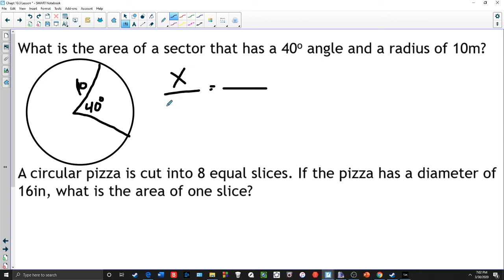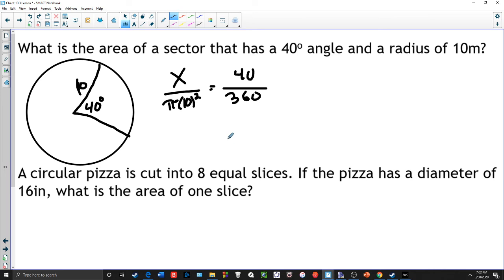Down below, we have pi 10 squared. So again, pi r squared, because this is the area of the full circle. So area of the sector, I don't know. Area of the full circle, I do. Degrees of the sector, that's 40 degrees. Degrees of the circle, it's always going to be 360.